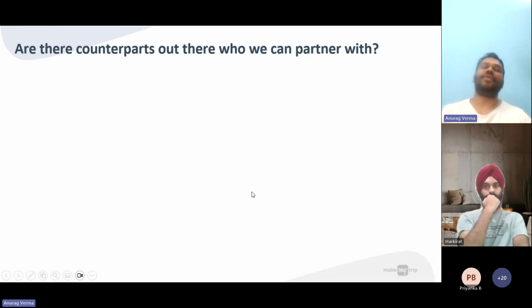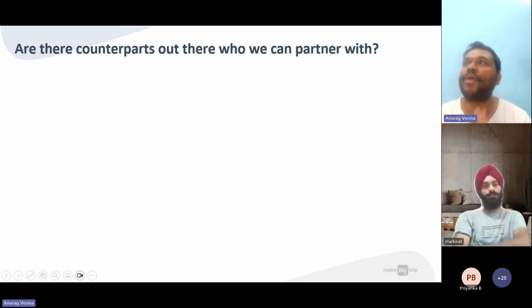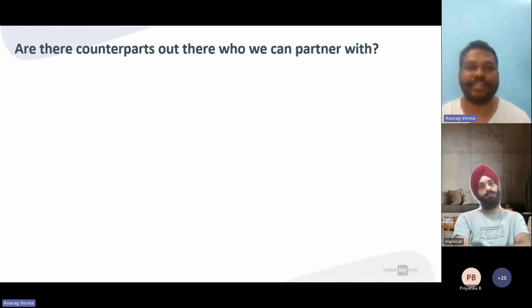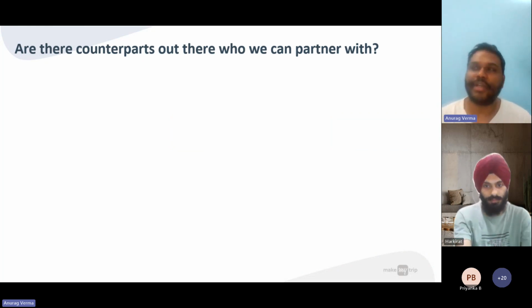All right. So we understood the problems of Hotstar, right? Low fill rate, audience is a problem, and obviously you want to continue to be premium. So you can't partner with a DSP or ad exchange. So then the answer is that if I have to harness a lot more advertising demand out there, right?